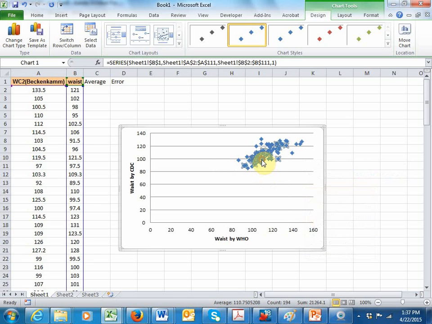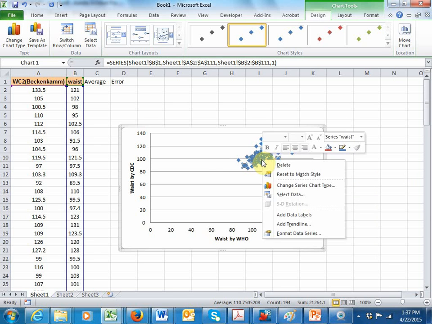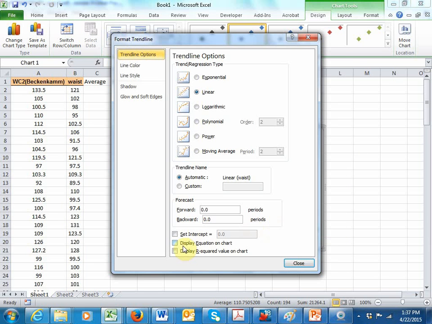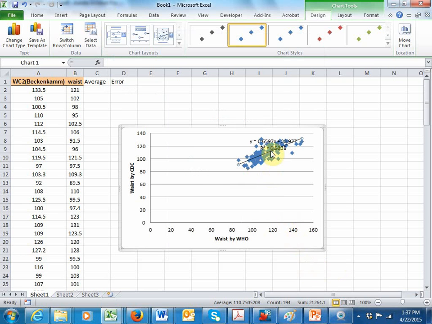And then what I can do is just fit a line through it. So I select the data, right-click, and then add trend line. And I click display equation and display the R-squared on the chart. So let me blow this up so you can look at it.